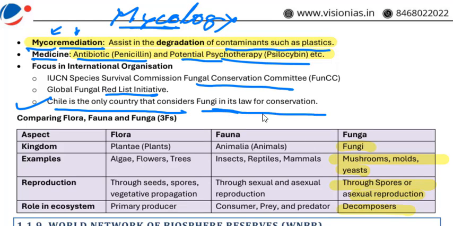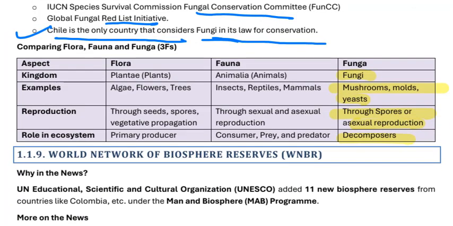Next, this is given like different flora, fauna and fungi kingdom. Of course it is fungi, we talked about this. Examples are mushroom, mold, yeast. For reproduction they use spores, or they have asexual reproduction. Next is their role in the ecosystem: they are actually decomposers.